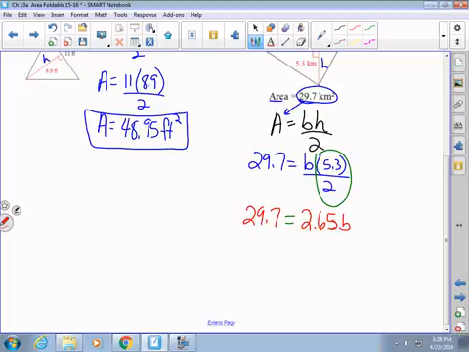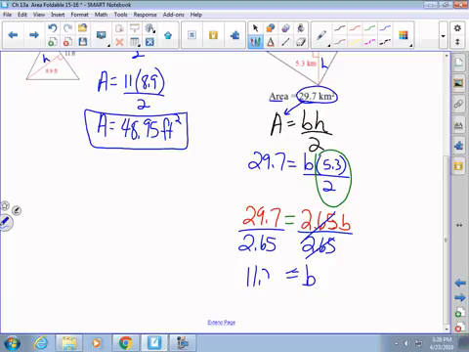So now we can solve for B by dividing by the 2.65 on both sides. Cancel out, the B gets by itself. And now we see that the base is, let's see, 11.2. And it was kilometers.